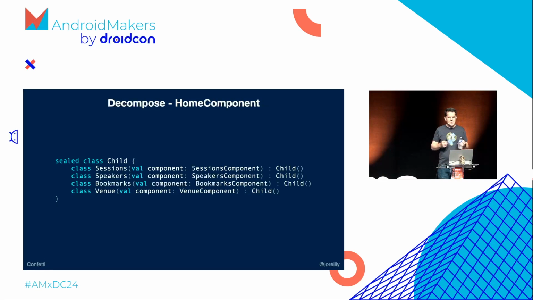First thing to show here is a set of children defined for the home component. We'll explore a little in the next few slides an example of how we'd navigate to the speakers child and associated UI.